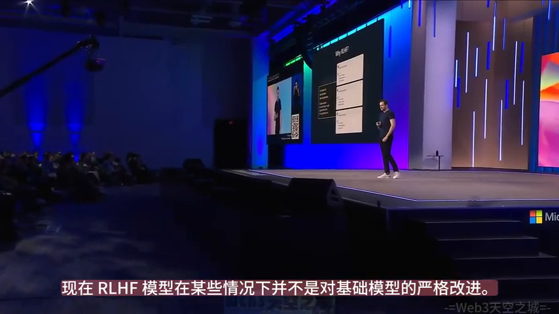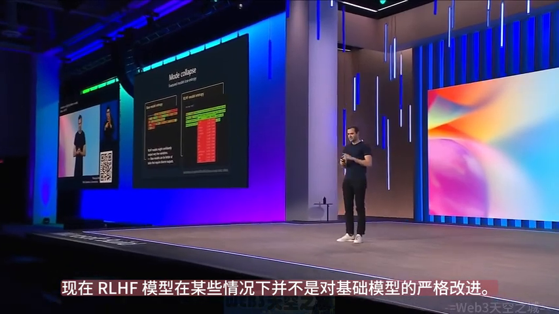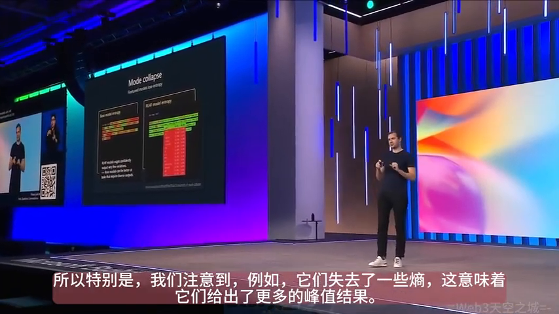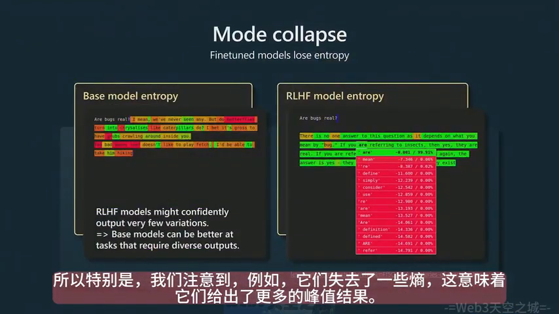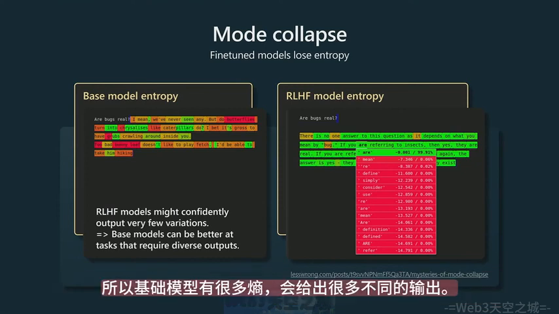Now, RLHF models are not strictly an improvement on the base models in some cases. In particular, we've noticed that they lose some entropy. That means they can output samples with lower variation than the base model. The base model has lots of entropy and will give lots of diverse outputs.